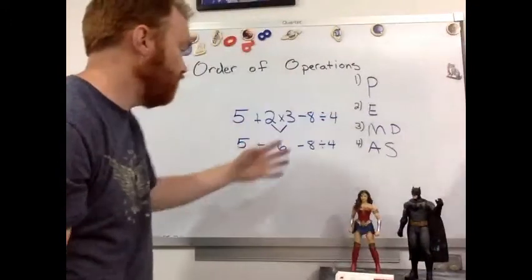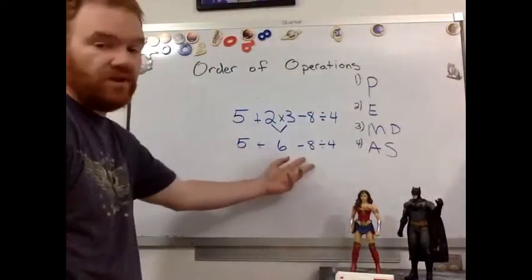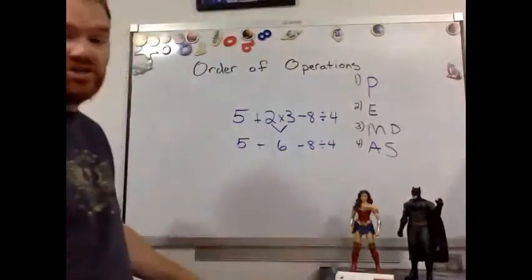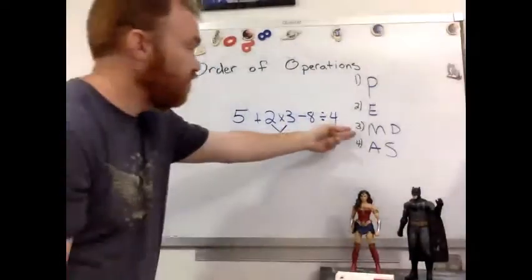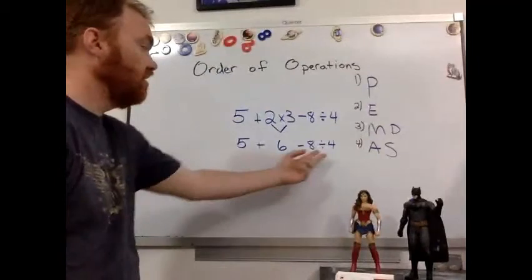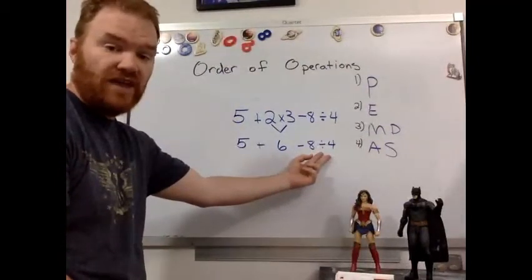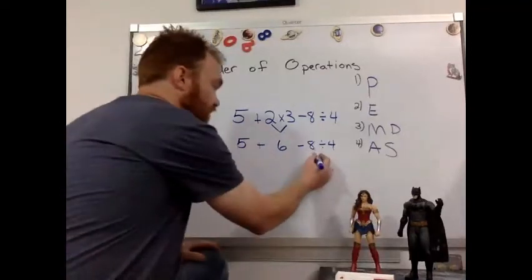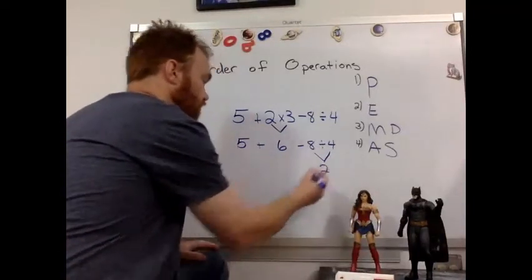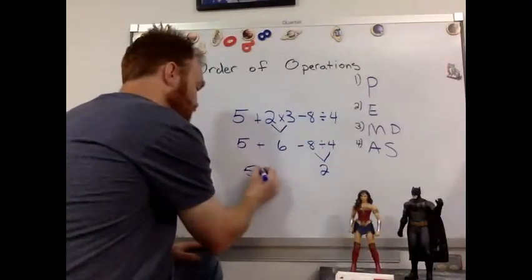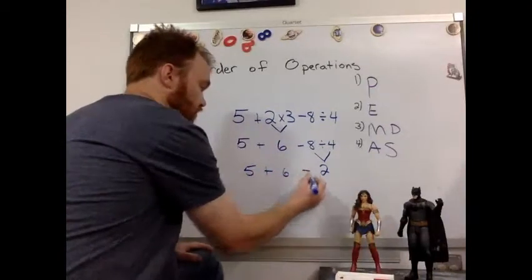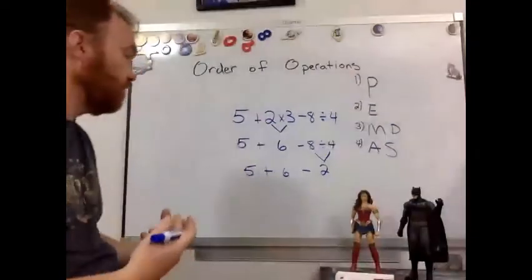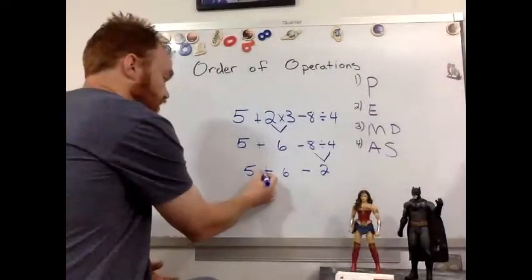Do I have parentheses? No, I don't have parentheses in here. Do I have exponents in my new expression? No, I don't. Do I have multiplying or dividing? Yes, I have dividing here, 8 divided by 4. So I'm going to do 8 divided by 4, which is 2. And then I'm going to bring everything else down with it. Again, see, I'm being very intentional. I'm being very organized.